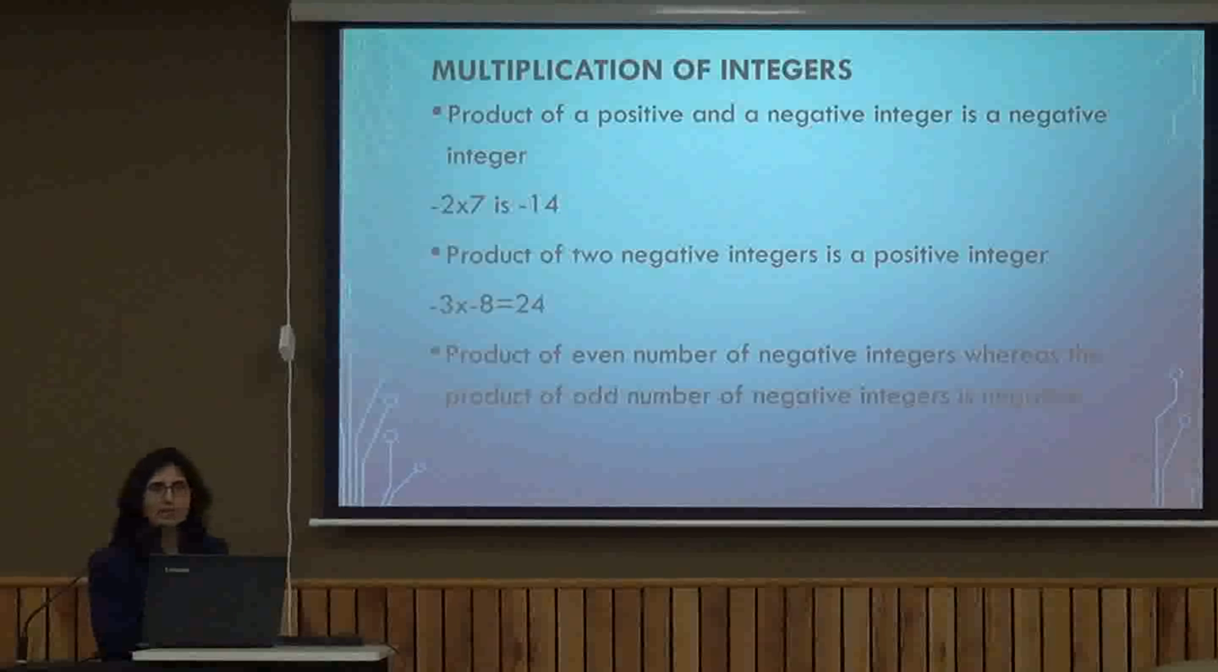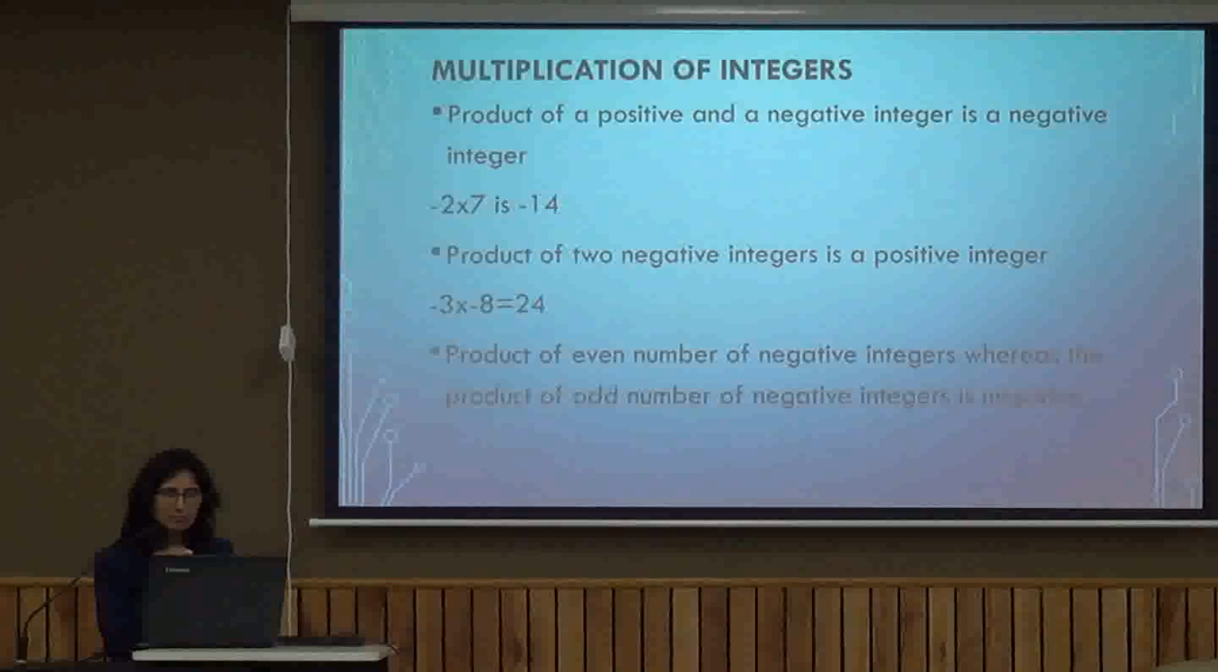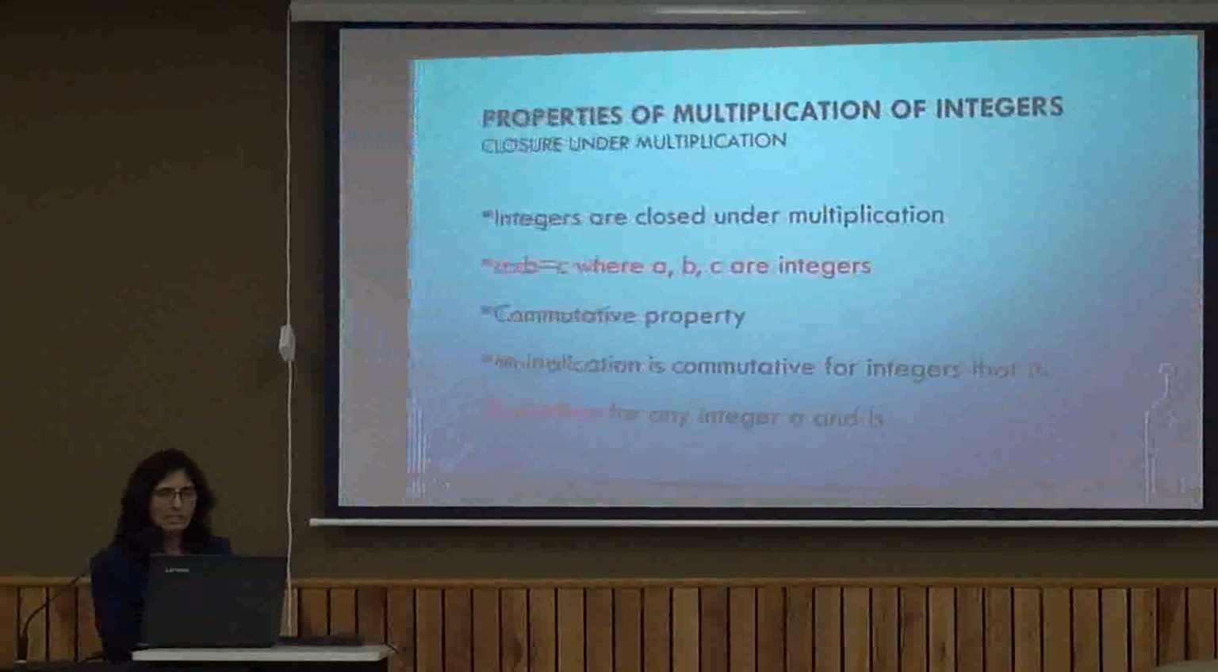So negative multiplied by negative will always give a positive result. From here only we can say that the product of an even number of negative integers, which means if we are multiplying 2 integers, 4 integers, 6 integers, 8 integers, like that, the result will always be positive. And if we multiply an odd number of negative integers, the result will be negative. That means we get a negative integer.